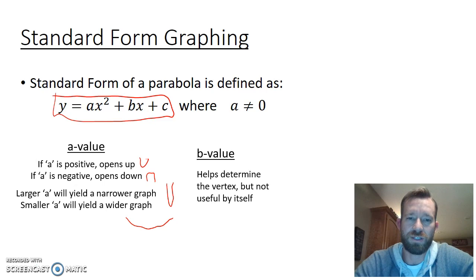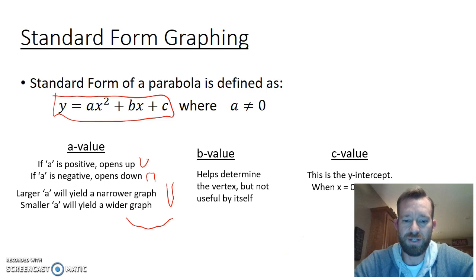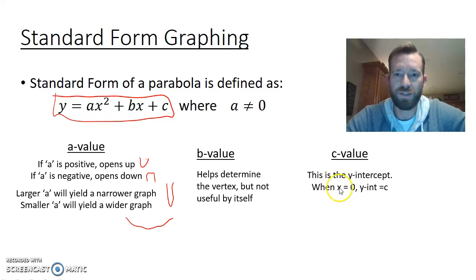For the b value, it's not as important. We'll talk about it with the vertex. And the c value here, if you can see my face is covering it up, but we're talking about when x is 0, y equals c. It's the y-intercept. It's just the y-intercept at the end there.